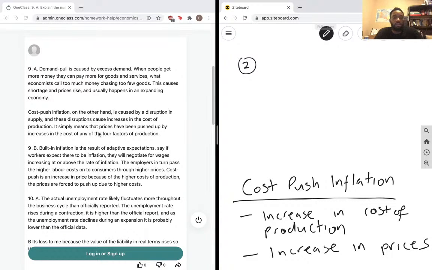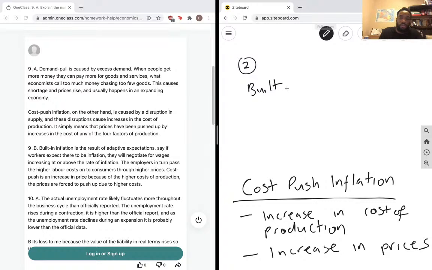Built-in inflation is a result of adaptive expectations. Say if a worker expects there to be inflation, they would negotiate for wages increasing at or above the rate of inflation. The employers in turn pass the higher labor cost on to the consumers through higher prices. Cost push inflation is an increase in price because of the higher cost of production, the prices are forced to push up due to higher costs. So, again, great definition.